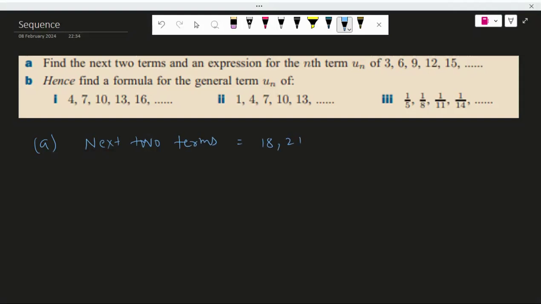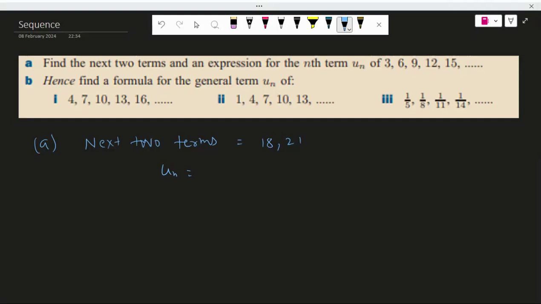Yep. And what about un? What will be the nth term? I'm trying to think. So it would be 2n. Sorry, wait, no. It would be 3n.